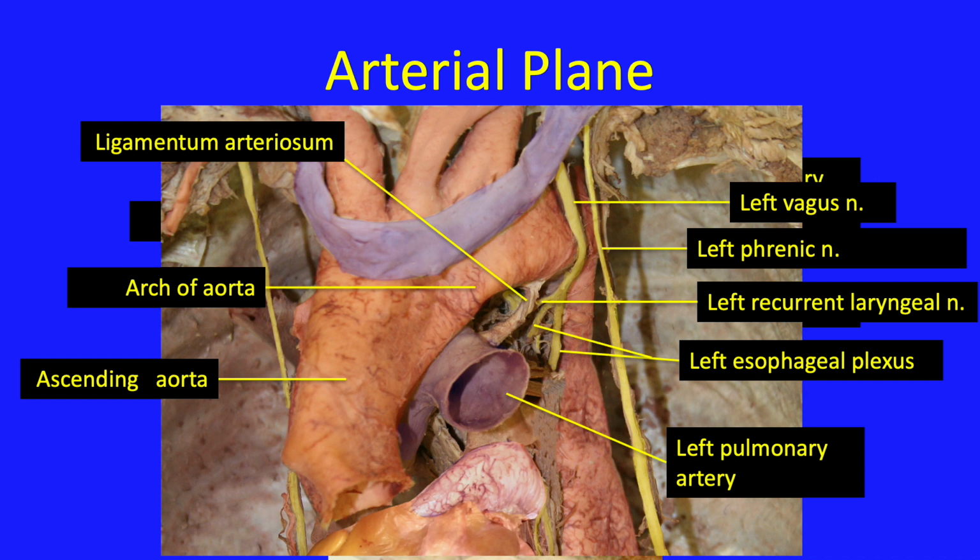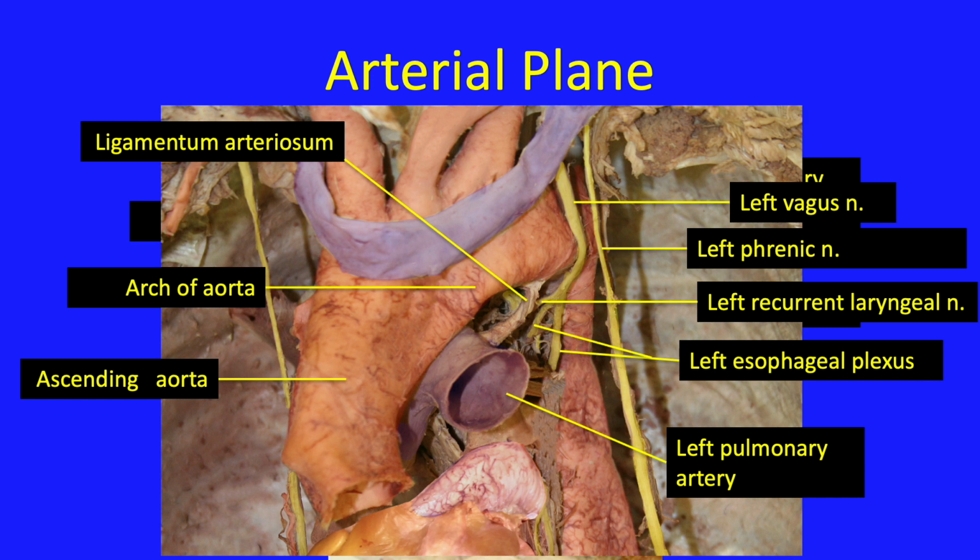Understand, however, that the nerve is not truly at this plane. Its location here is simply an artifact of the dissection and the photographic capture of the nerve. Remember, the phrenic nerve runs in between the pleura and pericardium, anterior to the root of the lung.